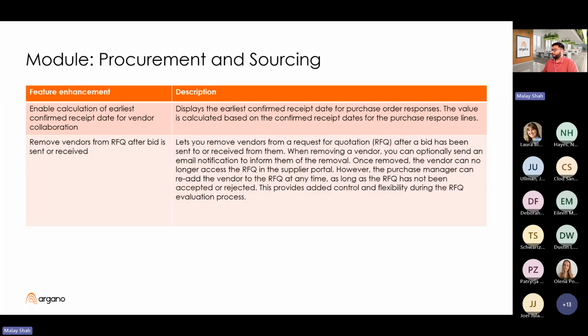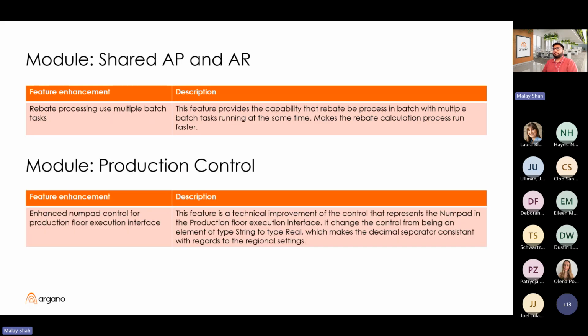Next one is in the shared AP and AR. So this feature is shared to both modules. Rebate processing using multiple batch tasks. This feature provides the capability that rebates be processed in batch with multiple batch tasks running at the same time. This makes the rebate calculation process run faster. So definitely worth a visit if you have rebates as part of your process.